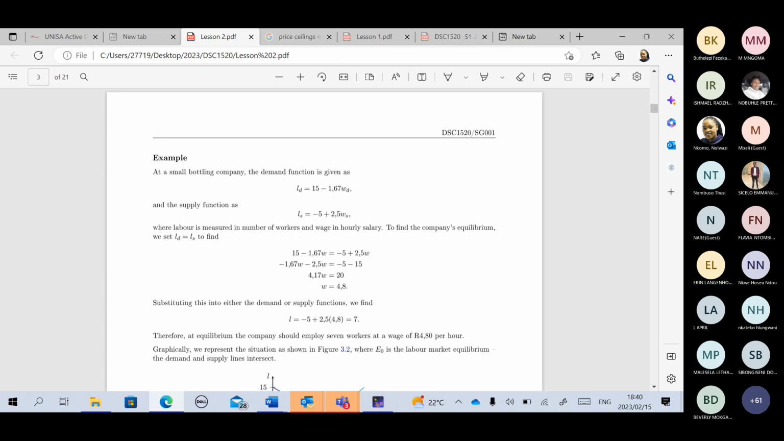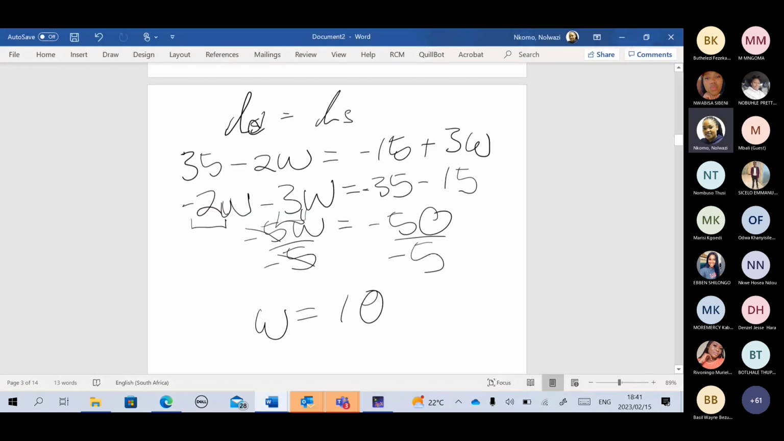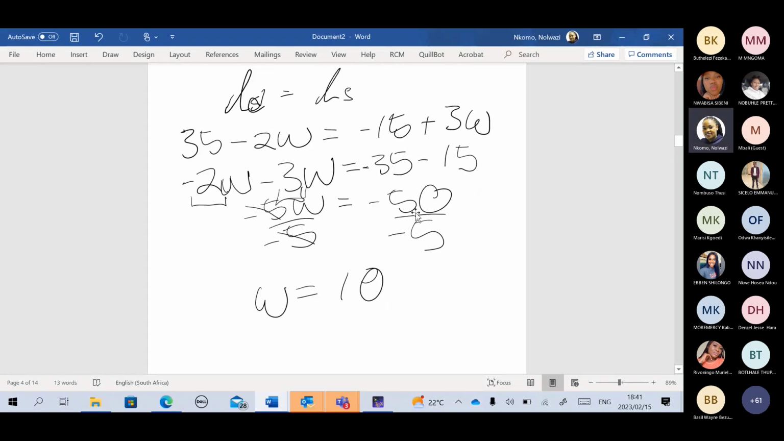Another thing is the example on the study guide. I think they have missed the step of dividing by the negative, the minus. So that's why you don't see the minuses where it says 4.17W is equal to 20. But then if you divide a minus by a minus, it still becomes a minus. Yes, that's what's happening.